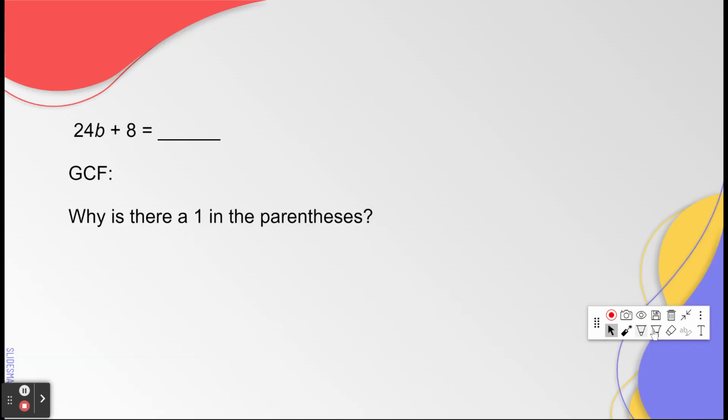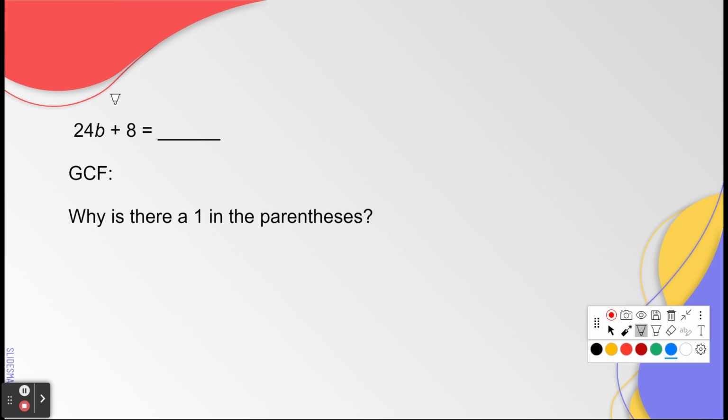All right, here goes another one. Now this one also looks a little bit different. There's no variable on this side. This is called a constant. When it is a number without a variable, it's called a constant. So remember, each of these is a term, and this term has a coefficient times a variable, and this is just a constant. So we have to find the greatest common factor. So maybe we don't need to expand it. We have 24b plus 8.